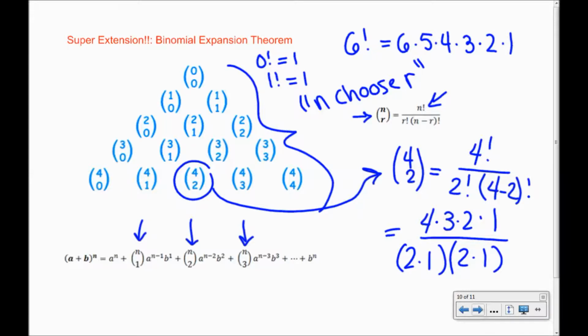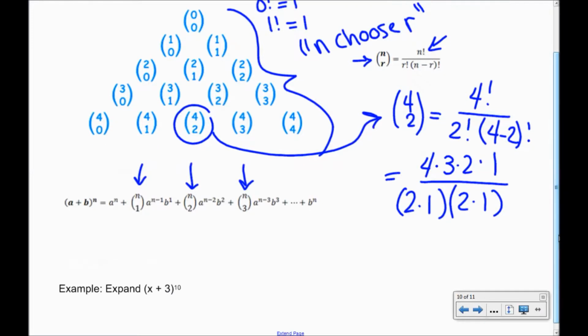Okay, so we've got some canceling we can do, and we can start to cancel because everything is multiplication or division. So we've got 2 times 2 in the denominator. Those can cancel with this 4. And so all we have left is 3 times 2, which is 6. So this binomial coefficient right here is equal to 6.